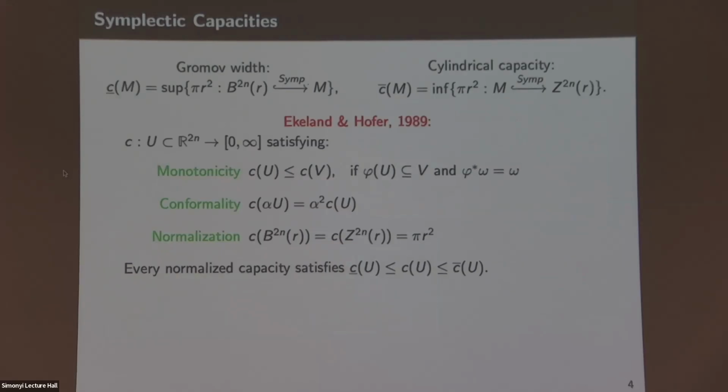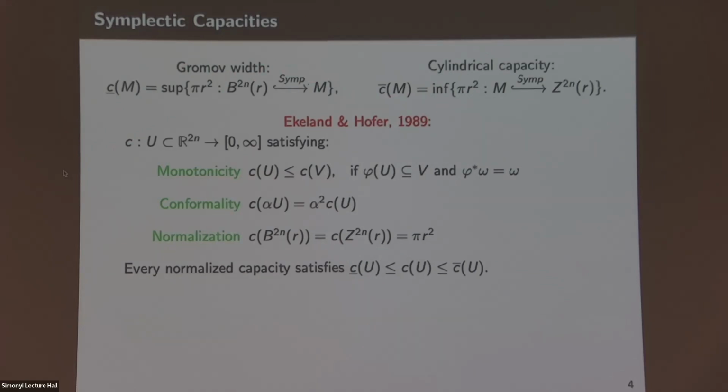The non-squeezing theorem gives rise to two symplectic capacities, the Gromov width and the cylindrical capacity. One is asking what is the biggest ball one can embed into a domain, and the other asks what is the smallest cylinder we can embed our domain into. And already the non-squeezing tells us that these are non-trivial quantities.